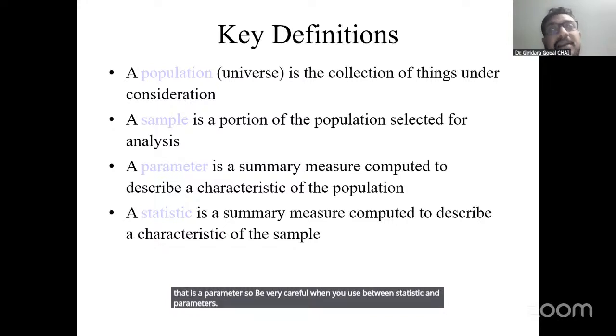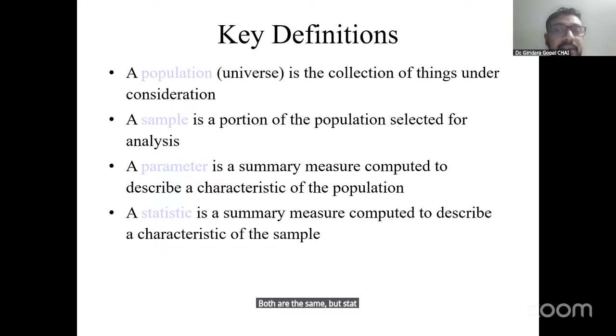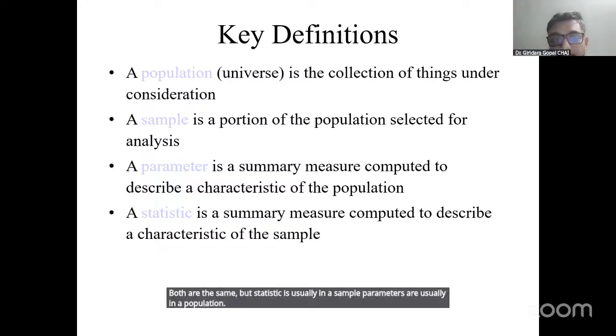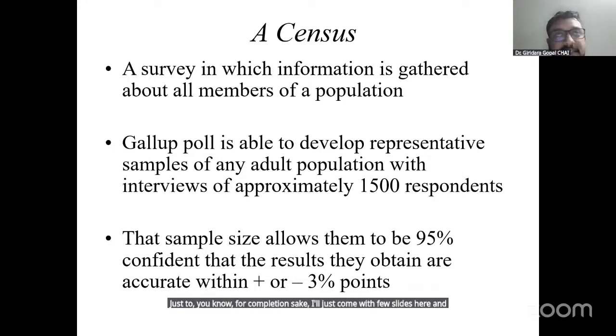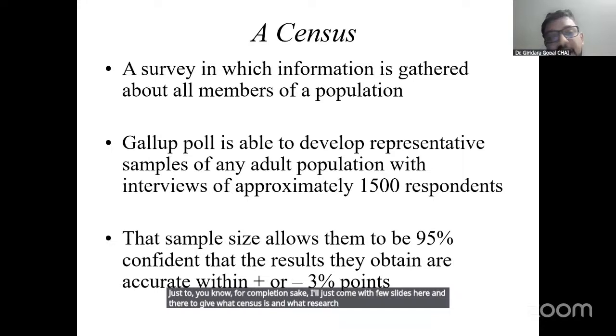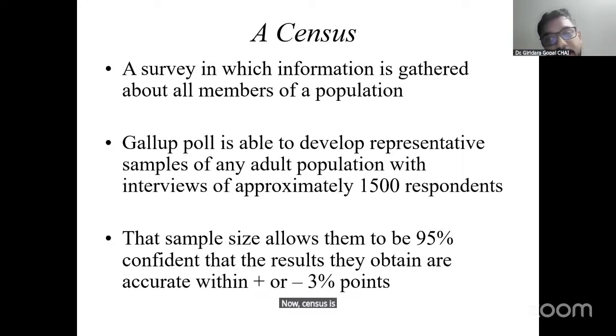Both are the same, but statistic is usually in a sample, parameters are usually in a population. Just for completion's sake, I'll come with a few slides here and there to give what census is and what research studies are. Now, census is something wherein all the members of a population are covered.